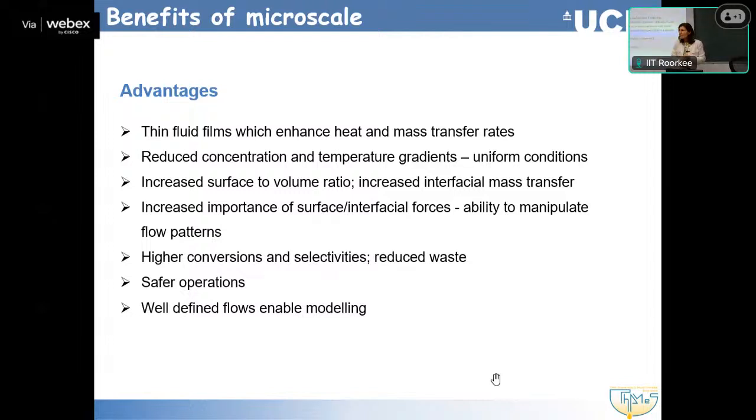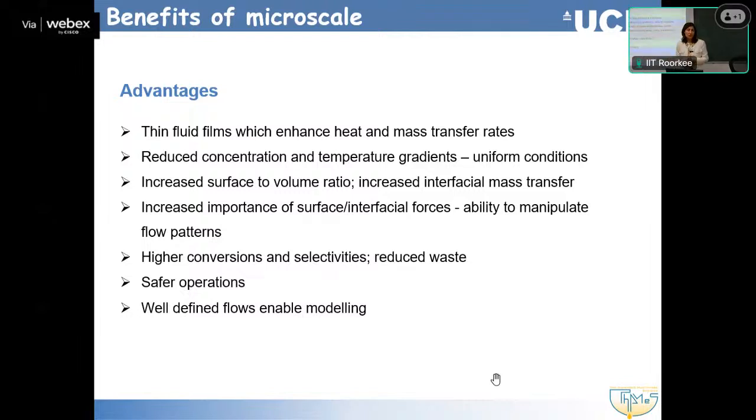I mentioned all the good bits, but what are the disadvantages of actually working on small scales? Anything else? I had one more. Low throughput, high pressure losses.